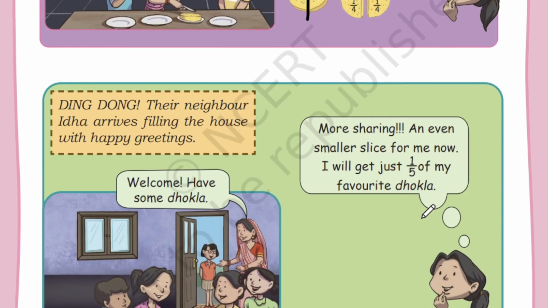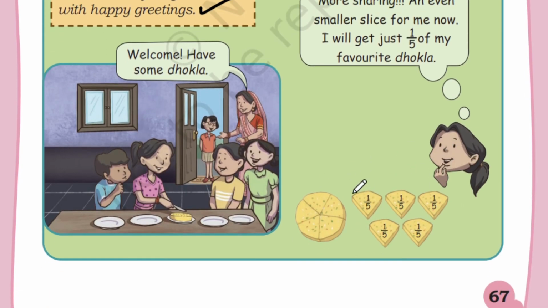Next, another person is coming. Ding dong, the neighbor Ida arrives, filling the house with happy greetings. So Ida is here. So more sharing and even smaller size for me now. What happened? If the number of people increases and the shapes are divided into more parts, then the pieces also get smaller. The dhokla now is even smaller. 1/5. They have a dhokla which is divided into 5 pieces.